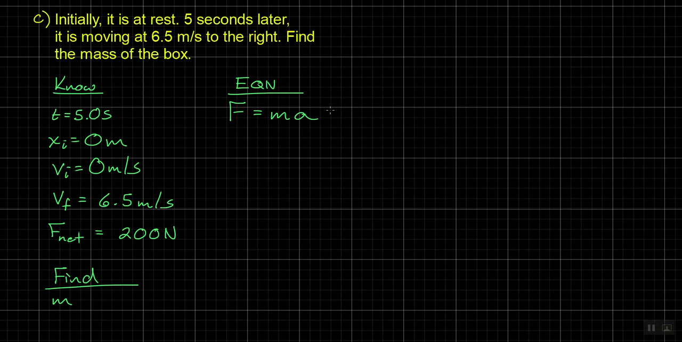All right. As we look at this, there might be some issues. I can solve for M, no problem. What would you divide both sides by? A. I'm cool with that. Mass M is equal to force over acceleration. All right. What's the force? 200. What's the acceleration?